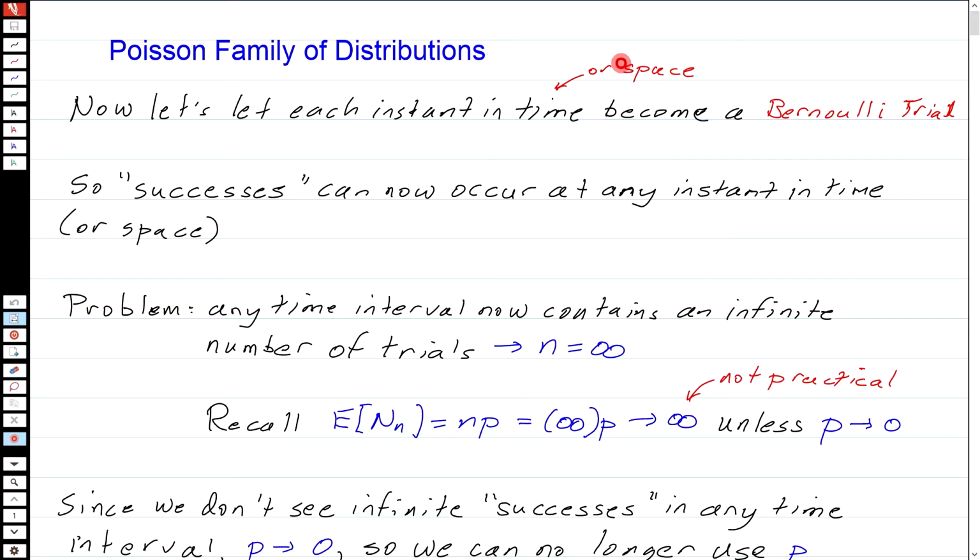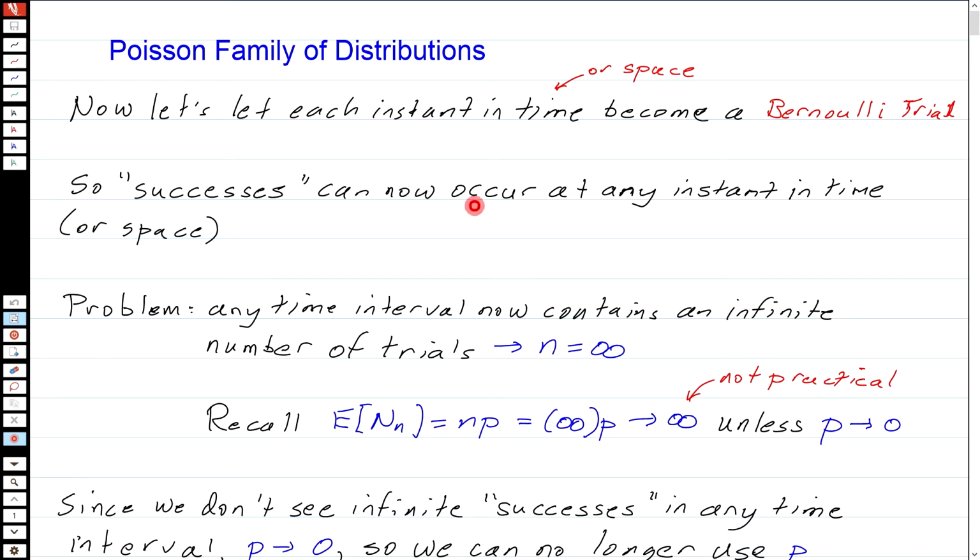Okay, so in the Poisson family of distributions, instead of a sequence of discrete trials, we now let every instant in time become a Bernoulli trial. And that means that in any time interval you've got an infinite number of trials, but it also means that successes, or, as this is commonly called, arrivals, can occur at any instant in time now.